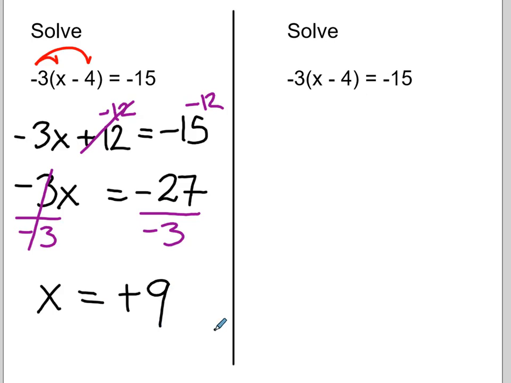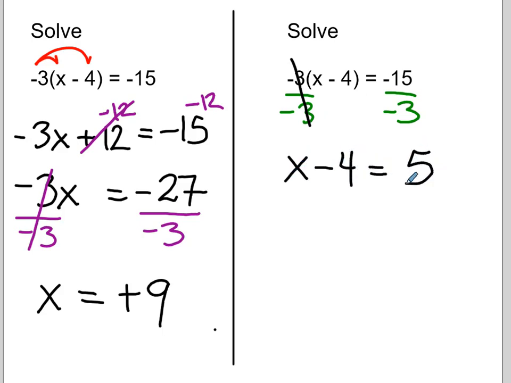Now if I come over and approach this the second method, which was to go after the negative 3 without distributing, then I would divide both sides by negative 3. These would cancel, and I'm left with x minus 4 equals positive 5. And now I'll go back to my SAMDEB. I want to get rid of this subtracting of 4, so I'm going to add 4 to both sides. These would cancel, and x is equal to 9. Okay, and again, no surprise, I got the exact same answer.